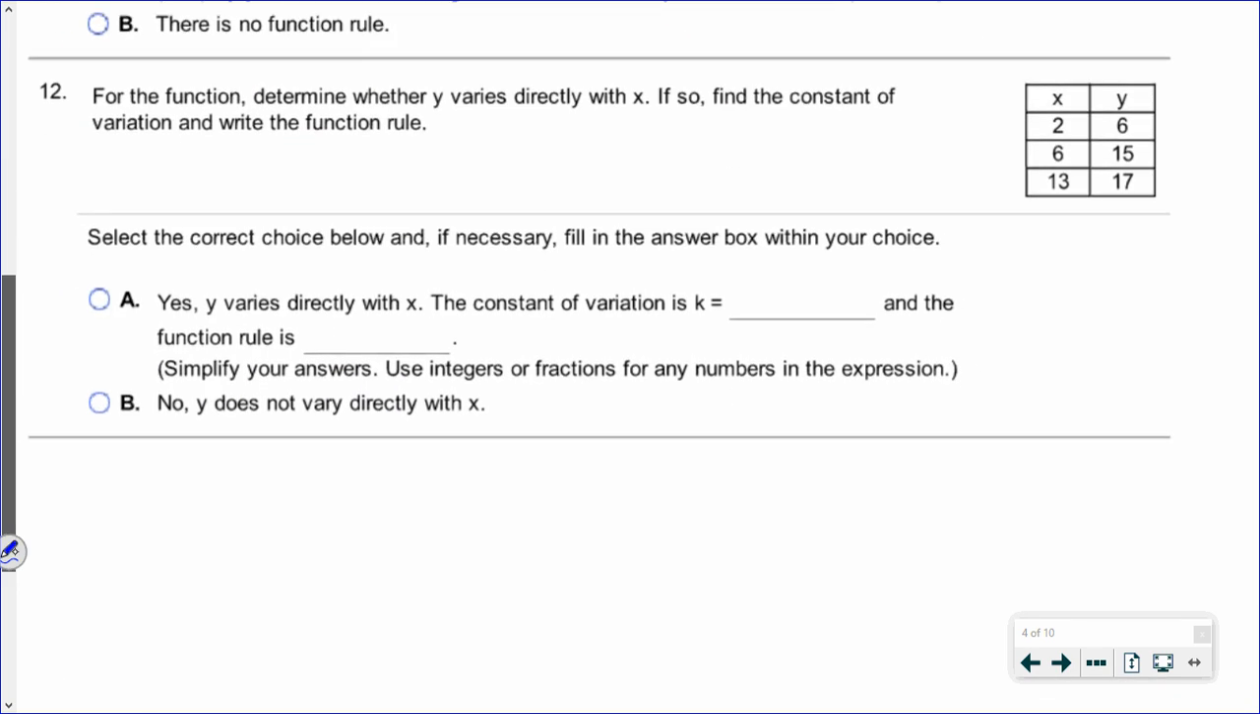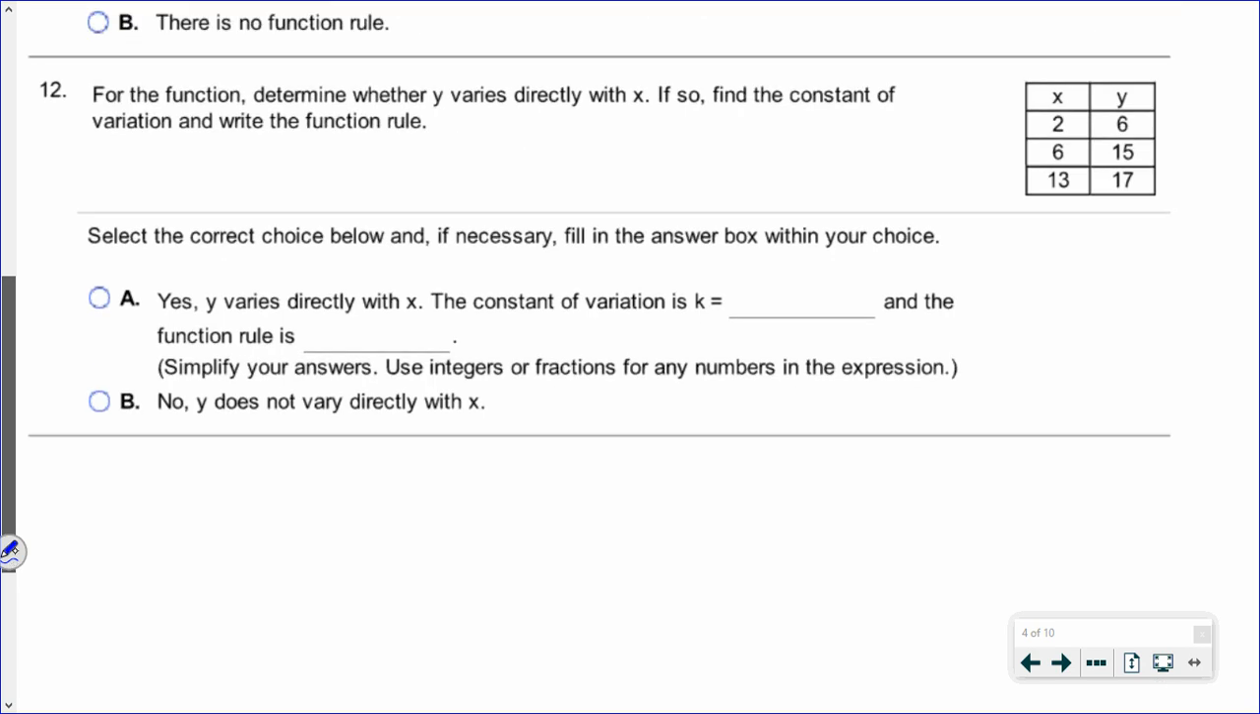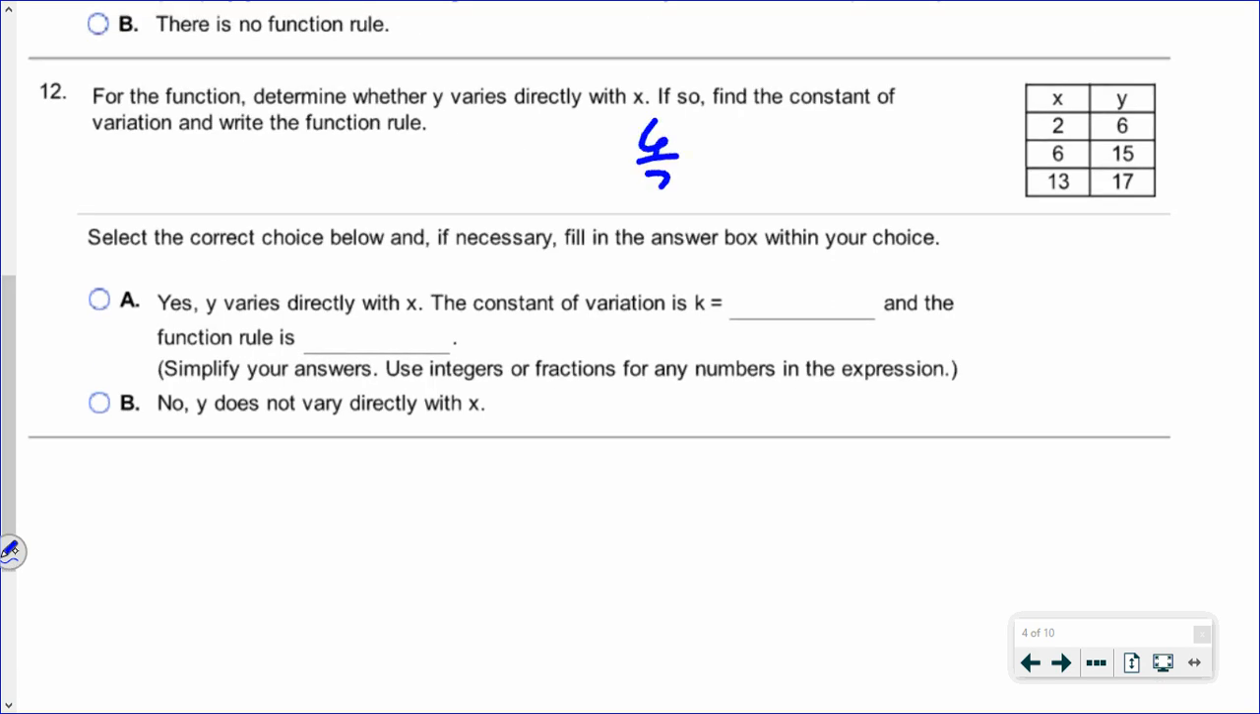Number 12 is exactly the same concept. So whenever we take 6 and divide it by 2, that gives me 3. But when you take 15 and divide it by 6, that's going to give me 5 over 2. Is that direct variation? No. No, it is not.